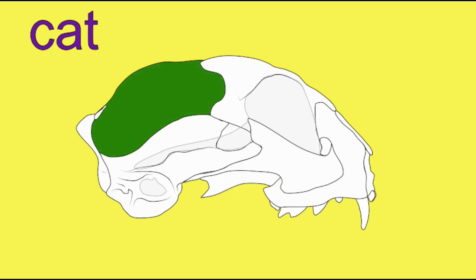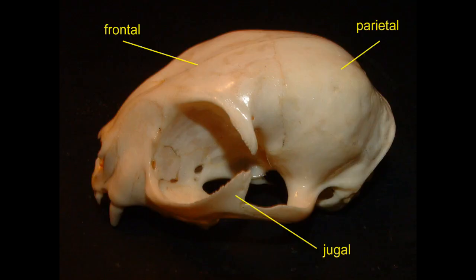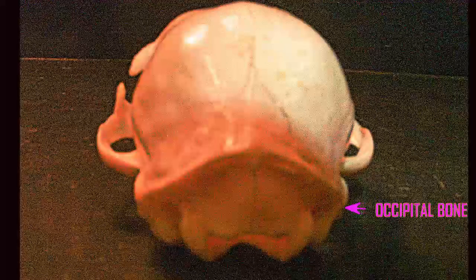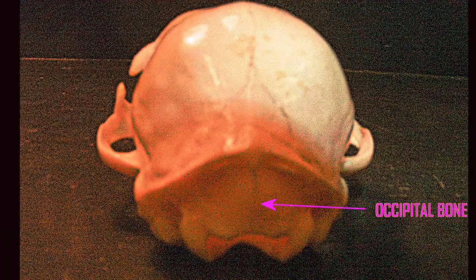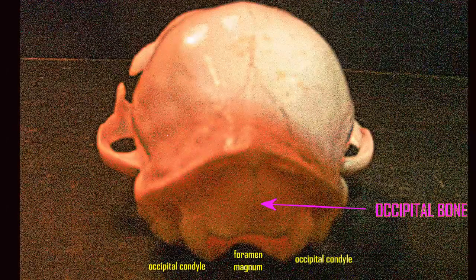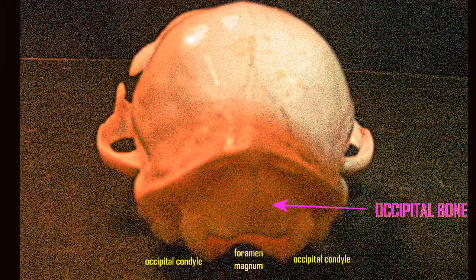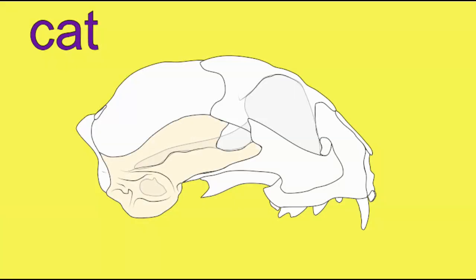Posterior to the frontal bone, composing much of the lateral aspect of the cranium, is the pair of parietal bones. The posterior of the cranium is composed of the occipital bone, which includes the foramen magnum, the opening through which the spinal cord passes into the skull and enlarges to become the medulla oblongata, and the occipital condyles, which articulate with the first vertebra and support the skull.